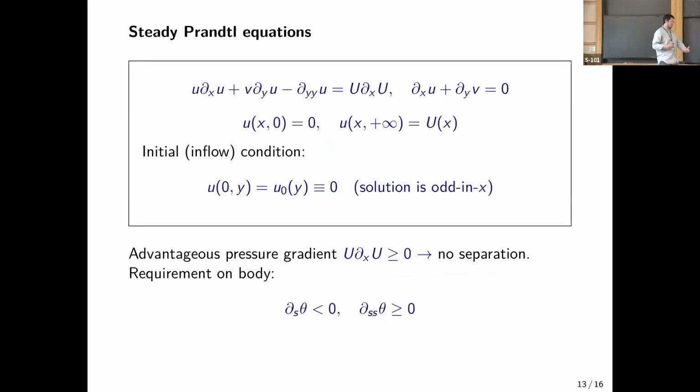So then once you have this outer Euler flow, it enters as a forcing into the boundary layer flow. And so here are the steady Prandtl equations. This capital U is the outer Euler flow. And as you see, it's a forcing term. And these equations can have blow up, actually. And you don't want that. So you want something called advantageous pressure gradient so that the solutions don't blow up. And this brings us to the requirement on the body, which has to do with convexity.